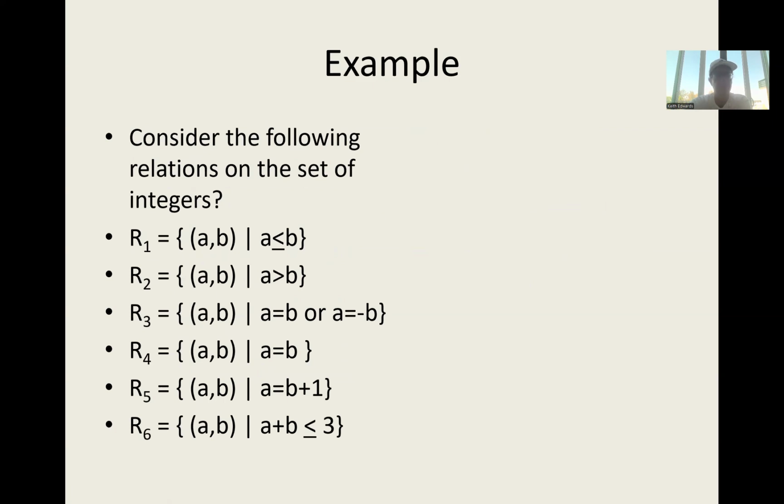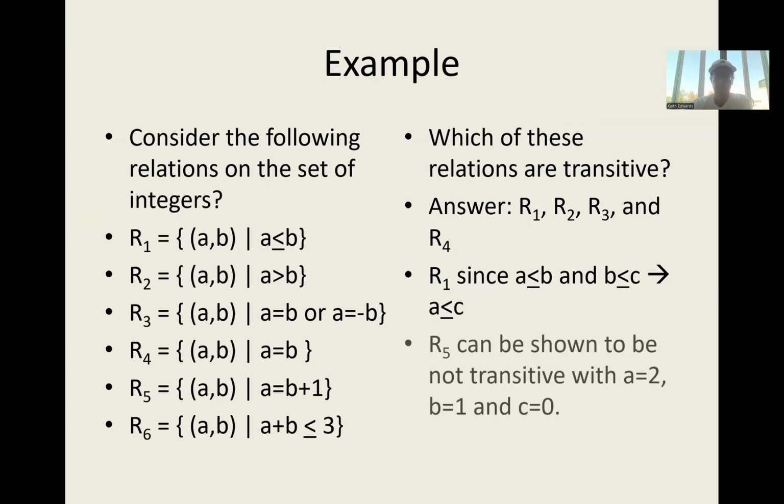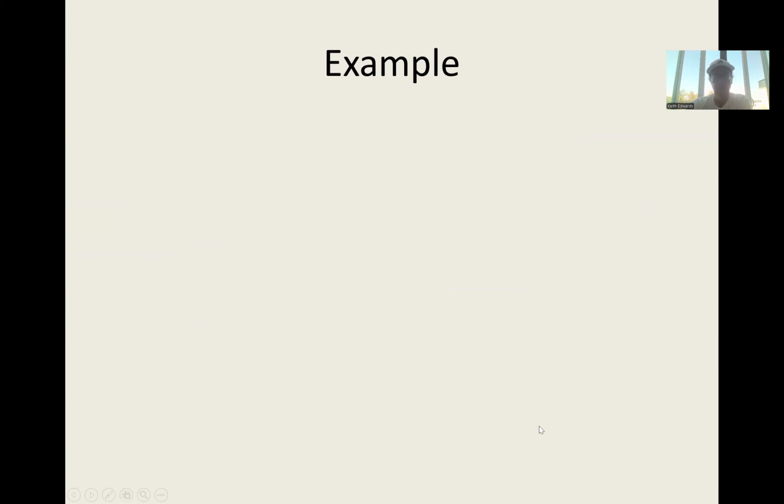Consider the following set of integers, and here we're going to see which ones are transitive. The ones that are transitive: if a is less than or equal to b and b is less than or equal to c, then a is less than or equal to c. R2, the same reason. R3, because of the equality, and same for R4. And R5 can be shown to be not transitive with a equal to 2, b equal to 1, c equal to 0.